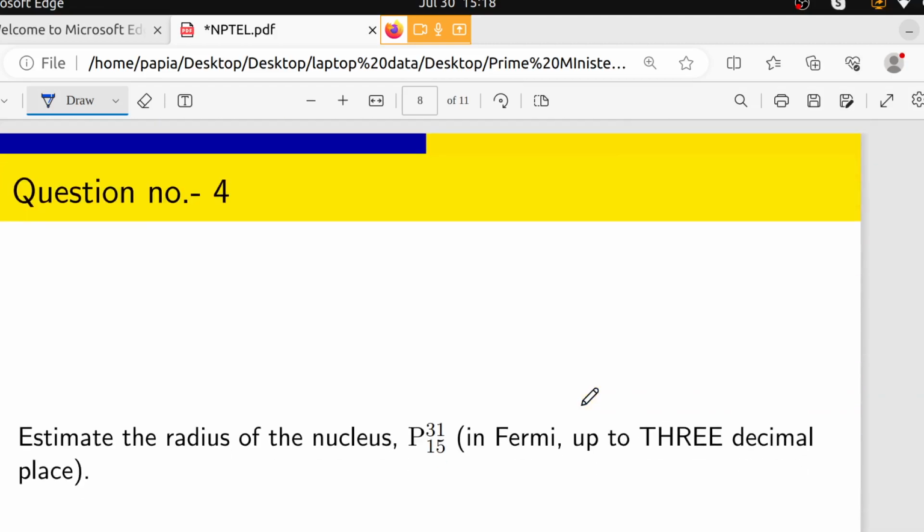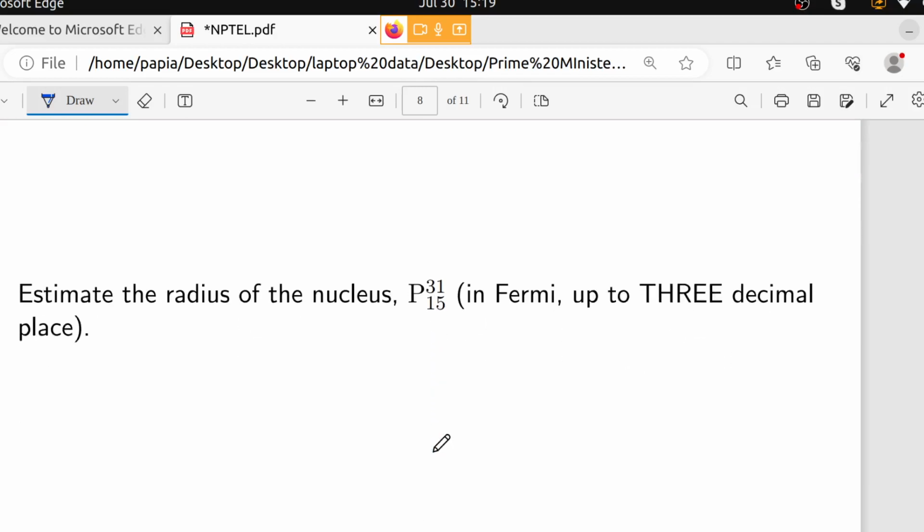Okay, so now coming to the fourth question. There is a little bit of nuclear and particle physics touch here, which means we have to use some expressions of nuclear and particle physics. The question is to estimate the radius of the nucleus P-15-31. We have to find the radius of that nucleus, and it should be in Fermi unit, given up to 3 decimal places. So this is the question.